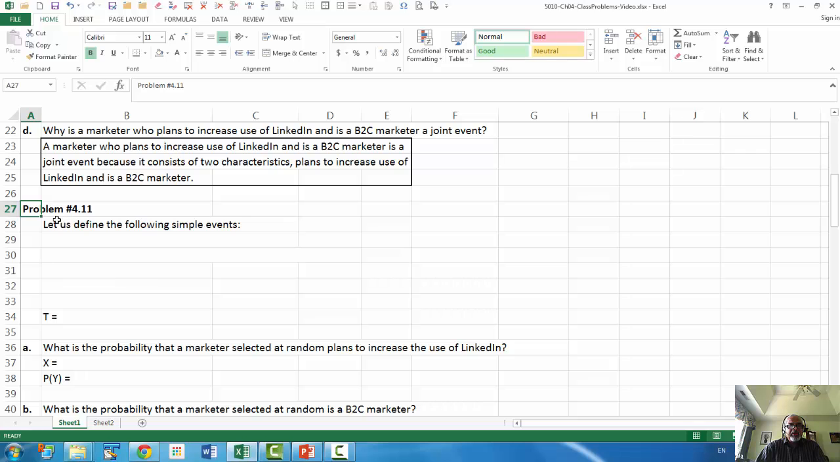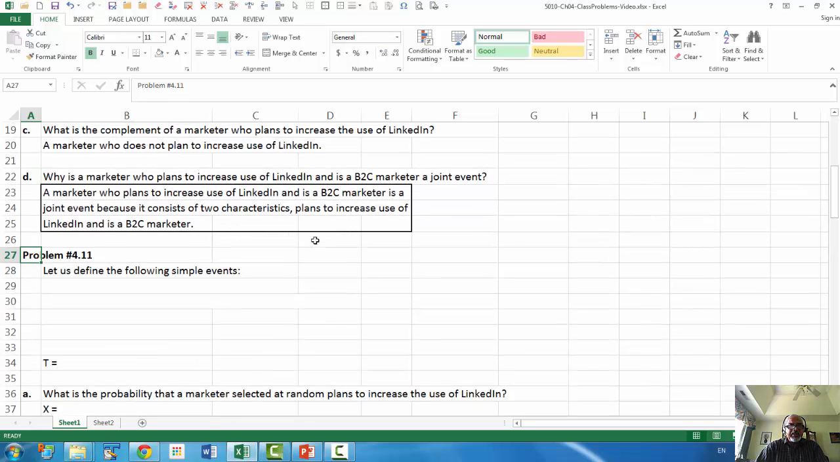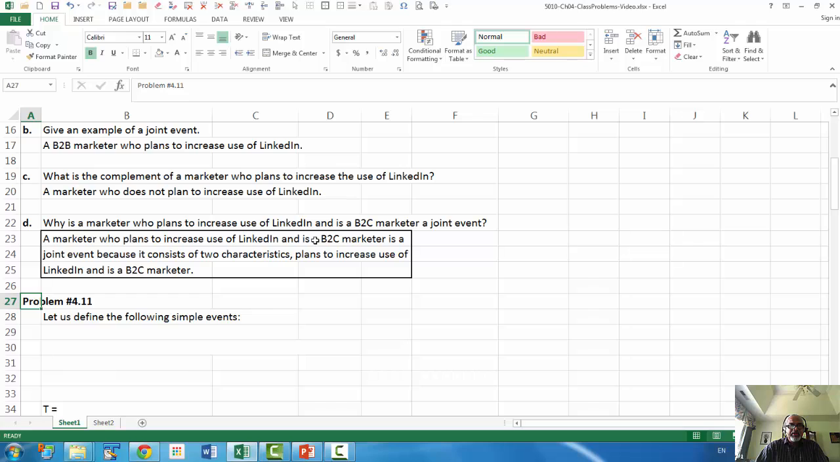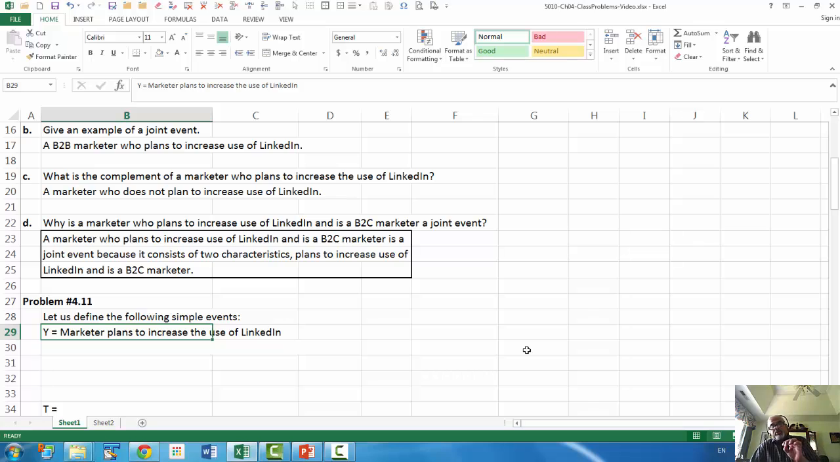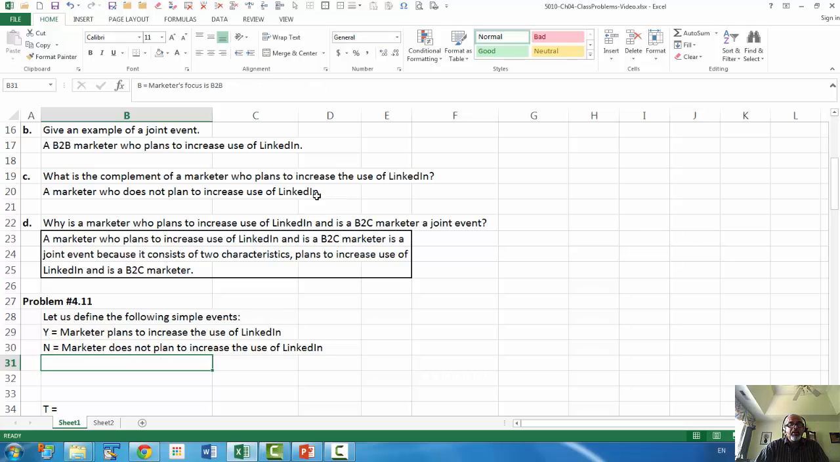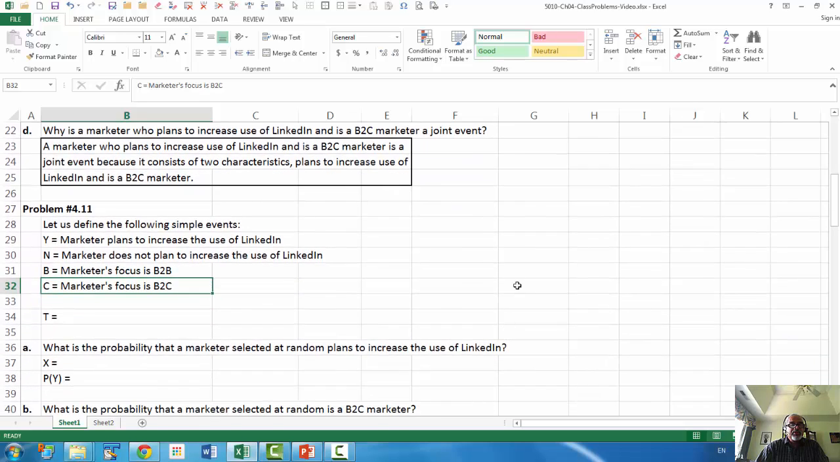Now first, before we answer any of the questions, let's define the following simple events. Let's call Y marketers who plan to increase the use of LinkedIn, and N is the opposite of that, so N would be not plan to increase use. Y and N are complements of each other. Now let's define B as the marketer's focus is business to business, and C as the marketer's focus is B2C. B and C are mutually exclusive.